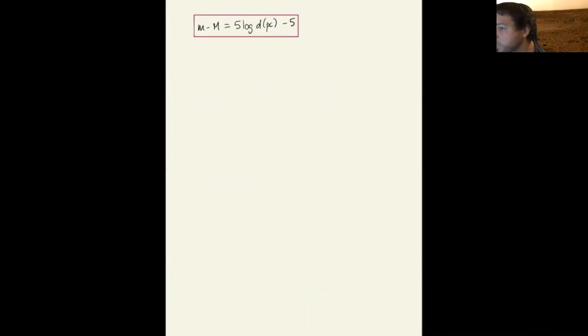Now notice that because you can write the distance in terms of the parallax, you can express the absolute magnitude only in terms of observable quantities, the apparent magnitude and the parallax. You can also write the distance in parsecs in terms of the distance modulus. Both of these equations are quite handy.